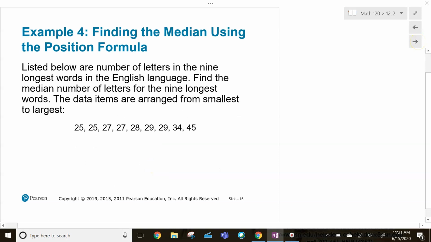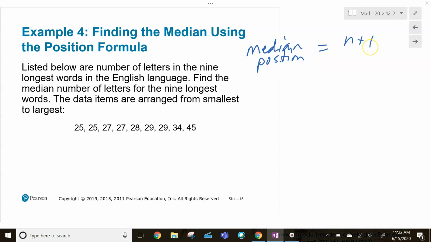All right, find the median using the position formula. The position formula says the median position will be at the (n plus 1) divided by 2 position.